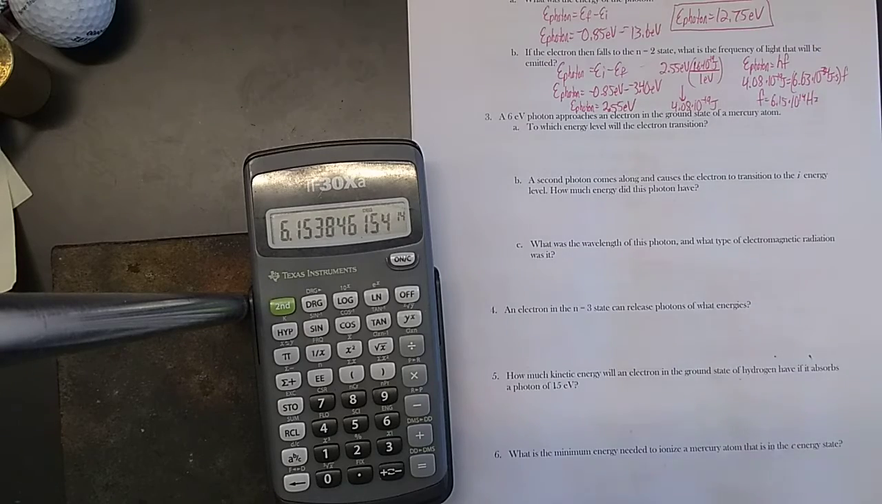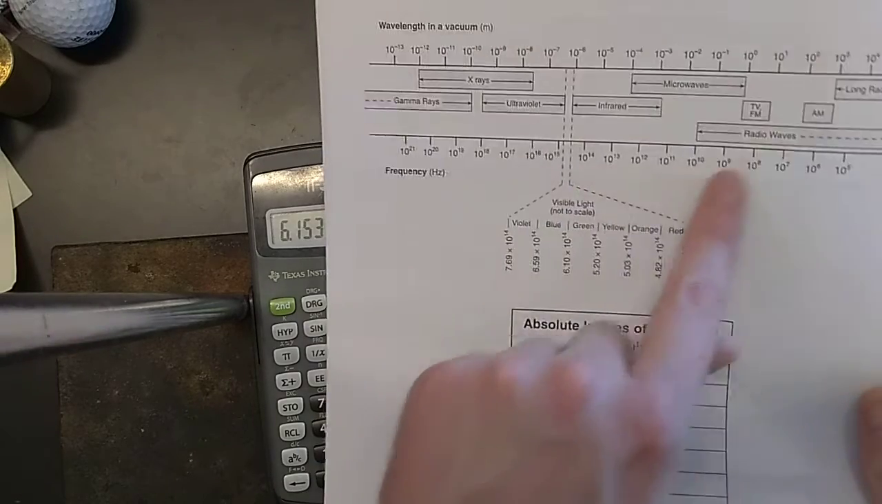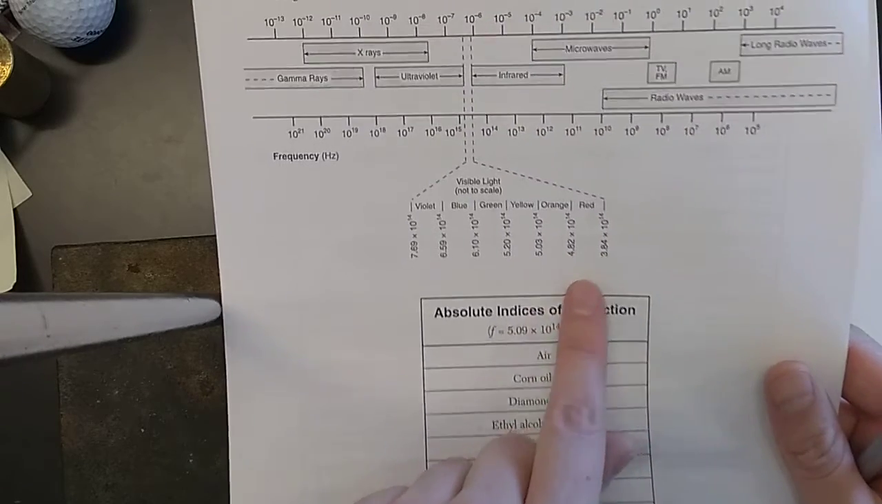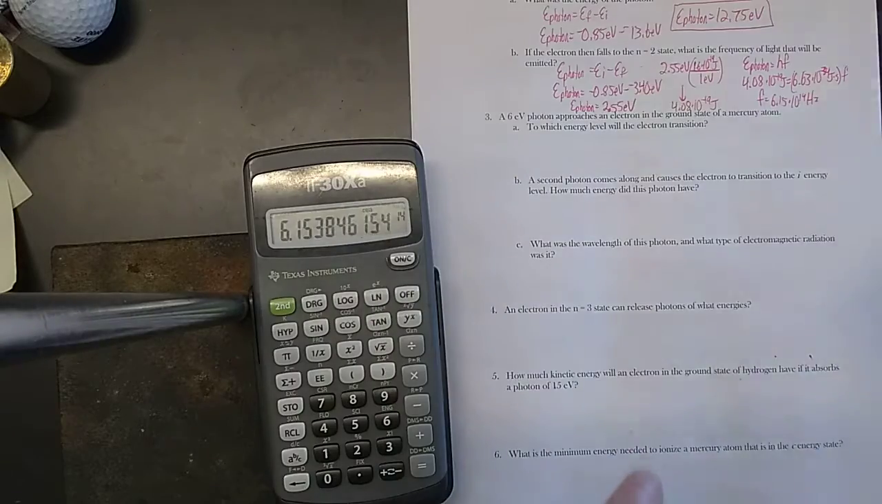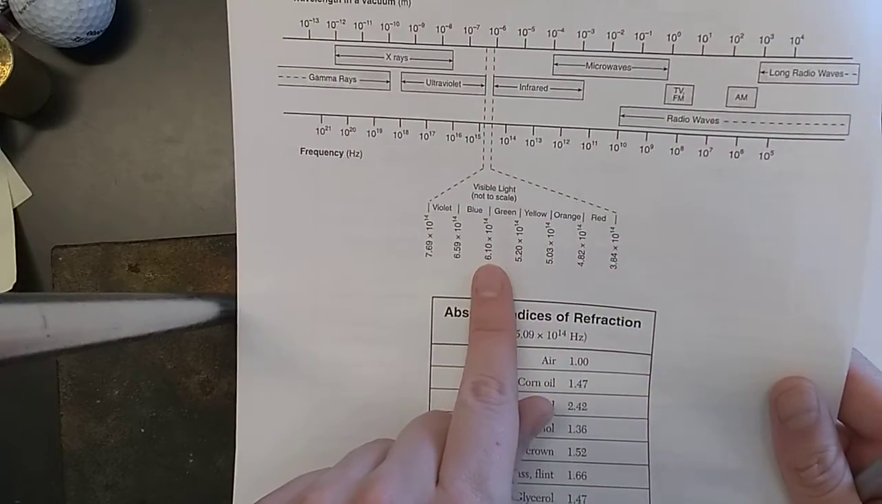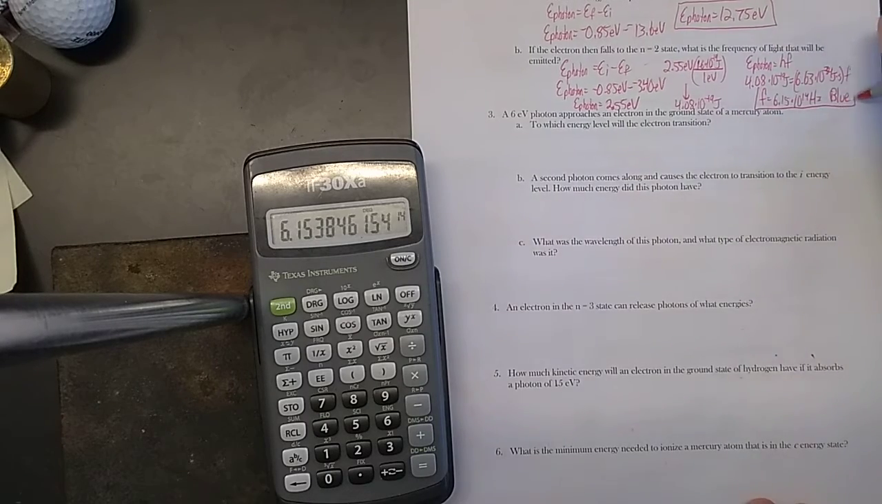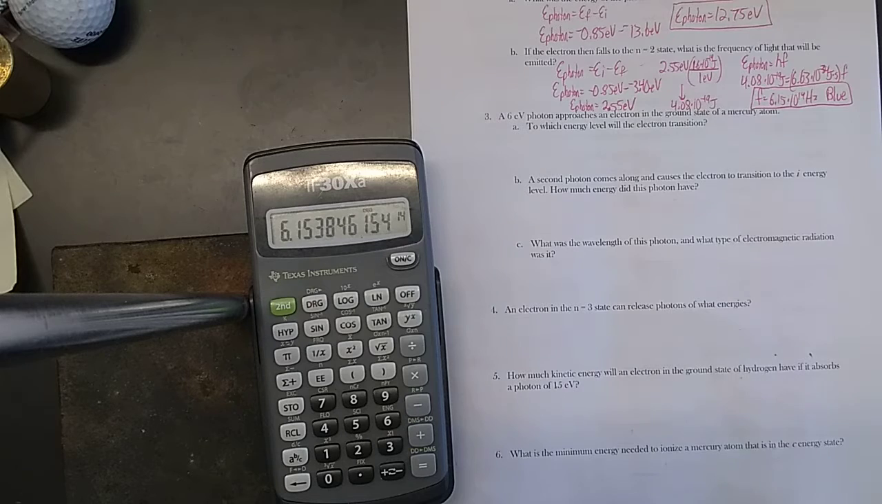And just for good measure, we'll figure out what type of light that is. We go to the chart, we read the frequency. Times 10 to the 14th is usually, but not always, visible light. 6.15 is between the two boundaries for blue, so this ends up being blue light. Blue light is what is released in that atomic electron transition.